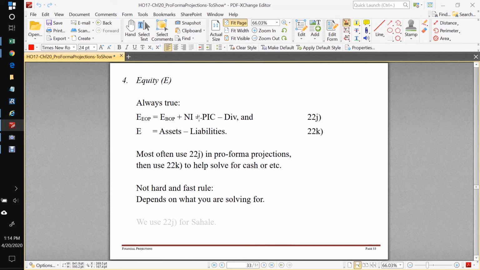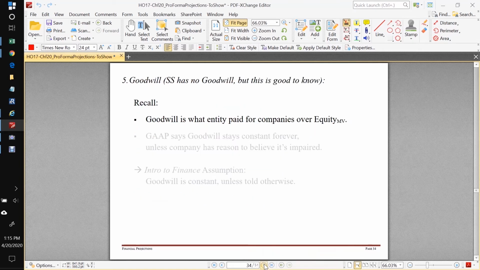And how are we going to get equity? We always have two things in accounting that help us with equity. One is our roll forward, equity end of period equals beginning of period plus net income plus paid in capital minus dividends. And we also know that equity at all times under all circumstances equals assets minus liabilities. And we're going to use this. We will use 22J to help us in this case. Okay, that's our equity roll forward equation that we talked about.